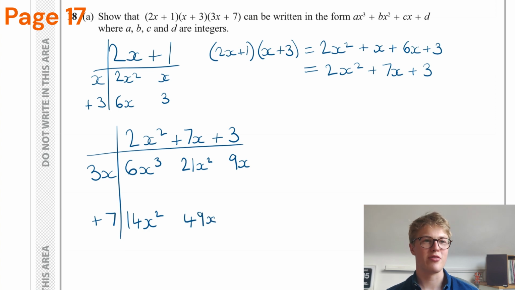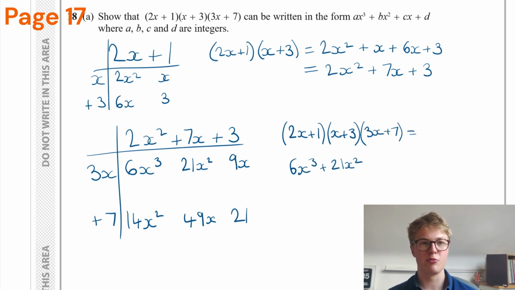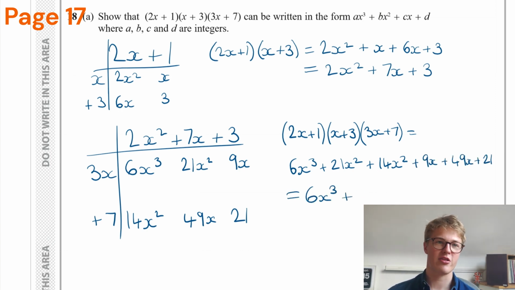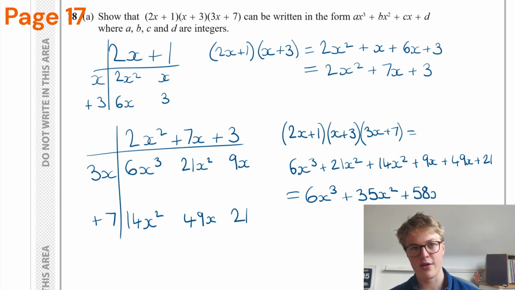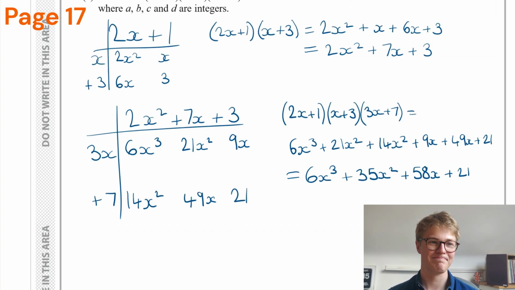Then, using the grid method again, I used 2x squared plus 7x plus 3 and multiplied that by 3x plus 7, the remaining bracket we have to expand. This gave me 6x cubed plus 21x squared plus 14x squared plus 9x plus 49x plus 21, and that simplifies to 6x cubed plus 35x squared plus 58x plus 21.